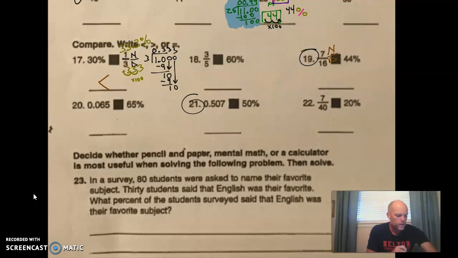Number 23, in a survey, 80 students were asked to name their favorite subject. 30 students said that English was their favorite subject. What percent of the students surveyed said that English was their favorite subject? Always find that question. Okay, so you're just writing down as a percent of how many students' favorite subject was English. Okay? Well, 30, but out of how many?